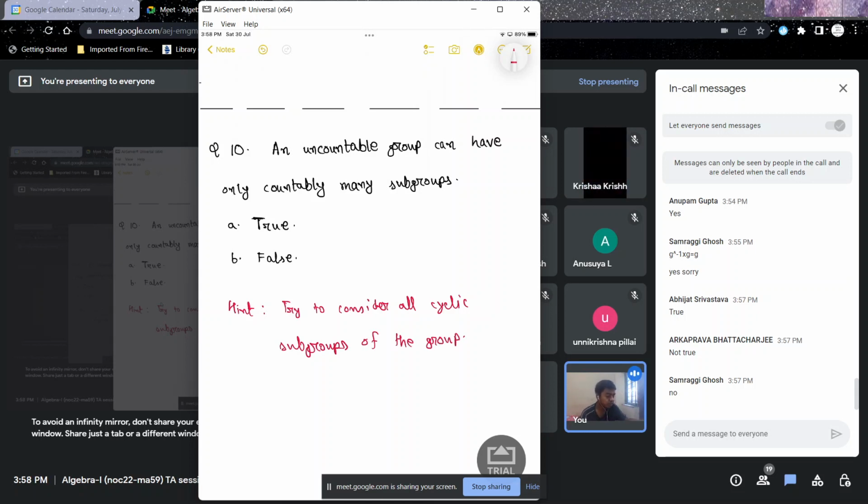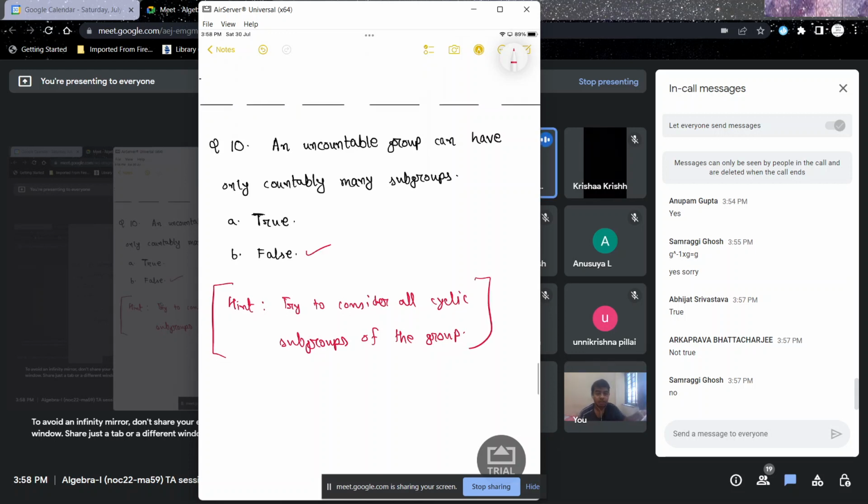Yes, this will not be true. Yes, correct. Because G is the union of all the cyclic subgroups, right? And you know every cyclic subgroup is countable. So if there are countably many subgroups, then in particular there are countably many cyclic subgroups. And you know a countable union of countable sets is countable, but your original group is uncountable. So that clearly contradicts the fact that G is the union of all its cyclic subgroups. As simple as that.